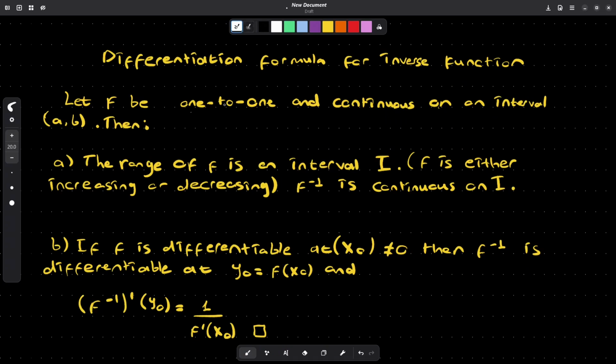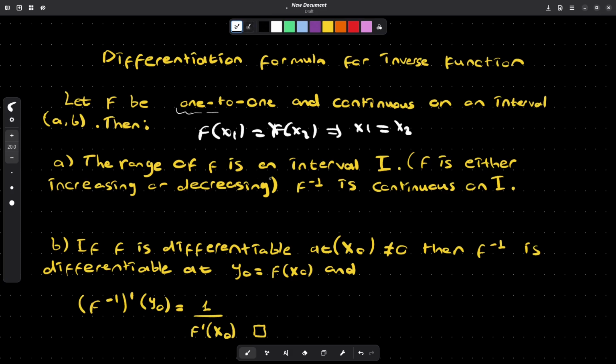Welcome everyone. Let's learn how to differentiate inverse functions. Let f be 1 to 1 and continuous on an interval [a, b]. Do we remember what 1 to 1 means? The injective functions: f(x1) equal to f(x2). If this holds, x1 and x2 are equal. So in other words, from my domain, two elements cannot go to the same element in my range.